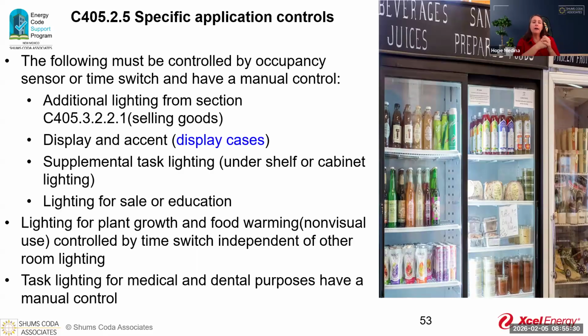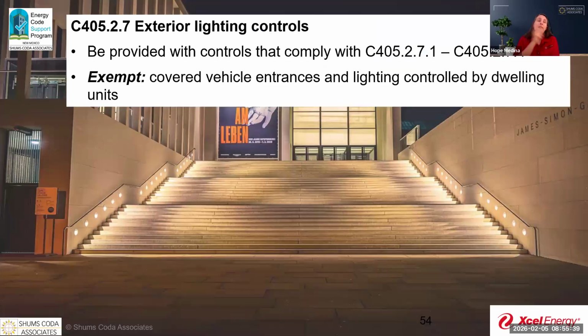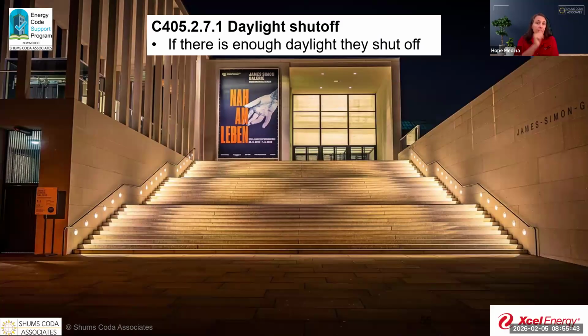Lighting for plant growth and food warming. It does have some criteria there. And then for medical and dental purposes. Now, we talked about interior lighting. There's also criteria for exterior lighting.